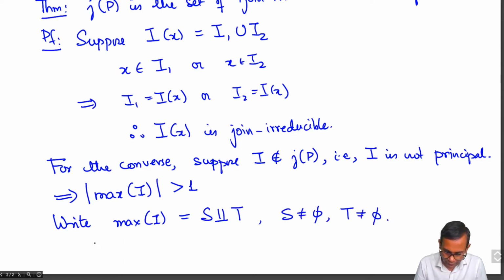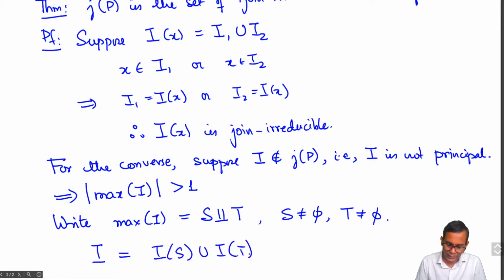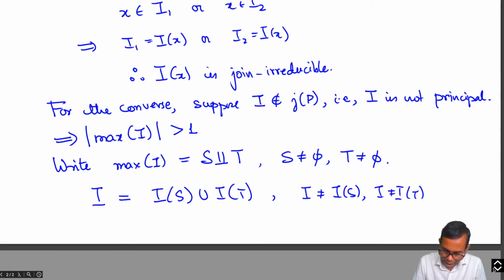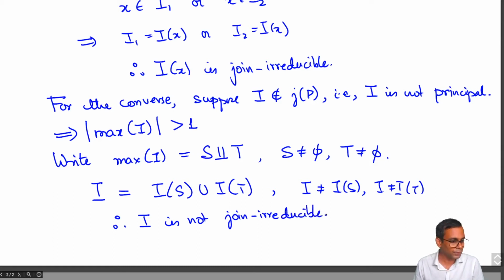And now I have I is equal to the ideal generated by S union the ideal generated by T. I is generated by S union T. And both these are proper ideals because S and T are proper subsets of max I. So I_S will not contain the elements of T and I_T will not contain the elements of S. So I is not equal to I_S and I is not equal to I_T, which means that I is not join irreducible. And so that proves the theorem.